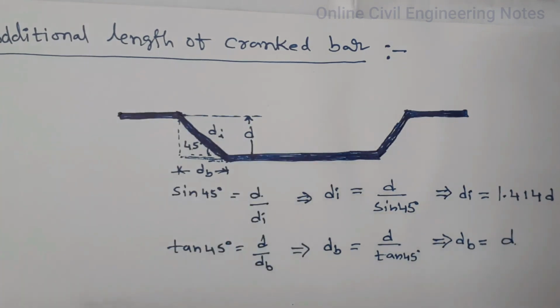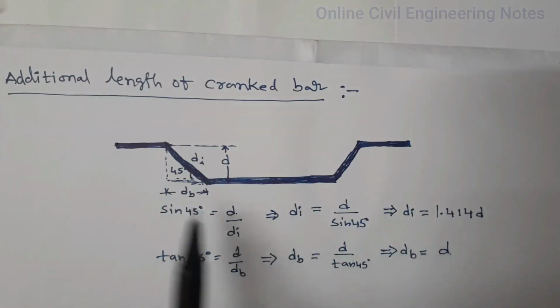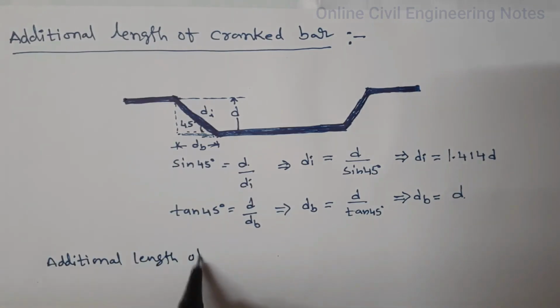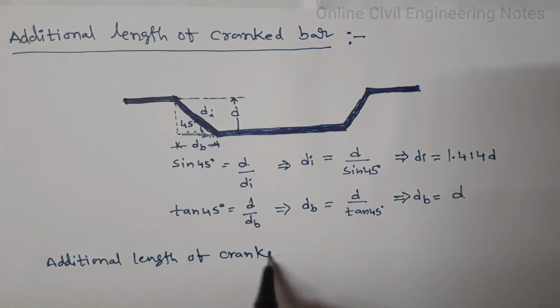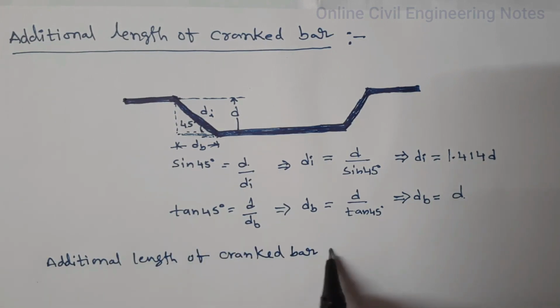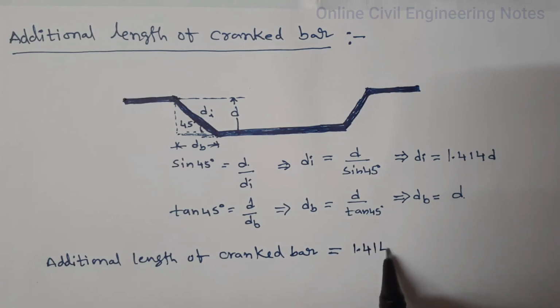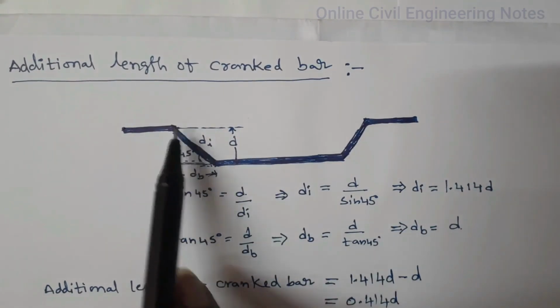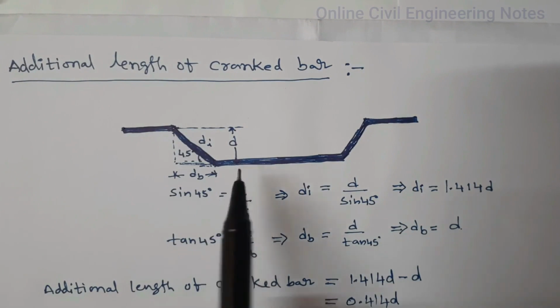Therefore, additional length of crank bar is equal to this sloping distance minus this base distance. Additional length of crank bar is equal to 1.414 d minus d. This is equal to 0.414 times d. Here we have to calculate the d. So d is the vertical distance from center of the reinforcement here to center of the reinforcement here.